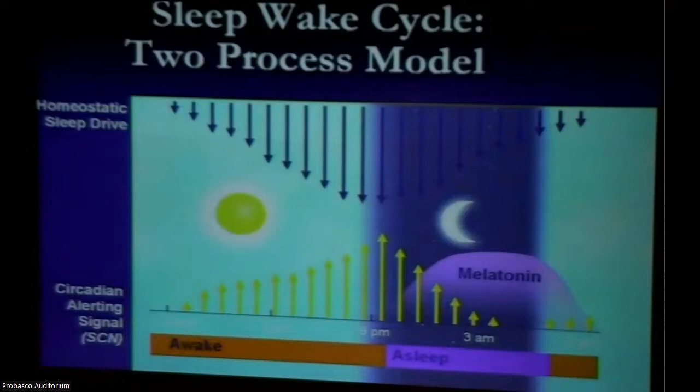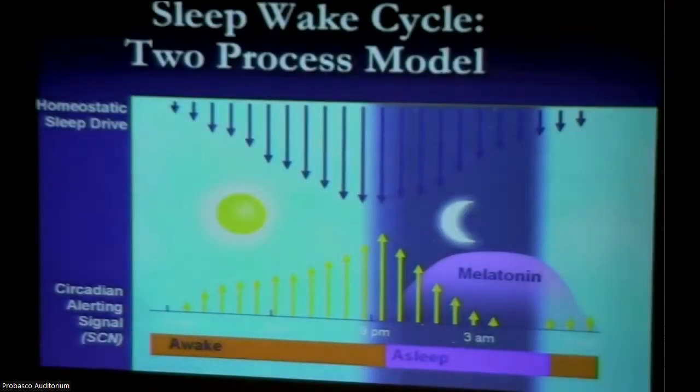So now that we talked about what sleep is, why we sleep, and how we measure sleep, we're going to talk about a little bit of the mechanisms of sleep. So essentially, normal sleep has two mechanisms. First is what we call the process S, or the homeostatic sleep drive. And essentially, this means that for every minute we are awake, we accumulate more and more sleep debt.